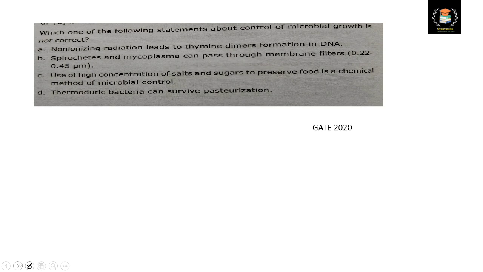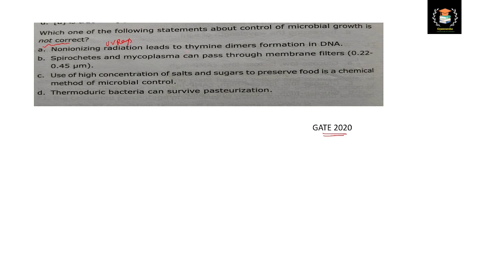Let's see a few questions before that. So the first question is, which one of the following statements about control of microbial growth is not correct? This question is from GATE 2020. So let's see the options. Non-ionizing radiation leads to thymine dimers formed in DNA. I told you, right? Non-ionizing radiation, what was the example we studied? It was UV rays.